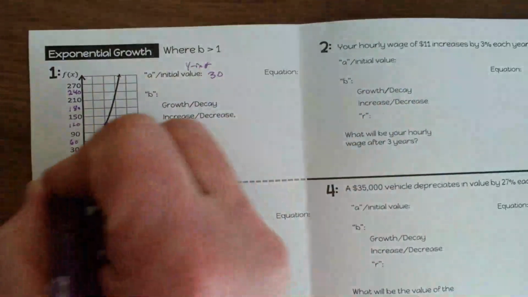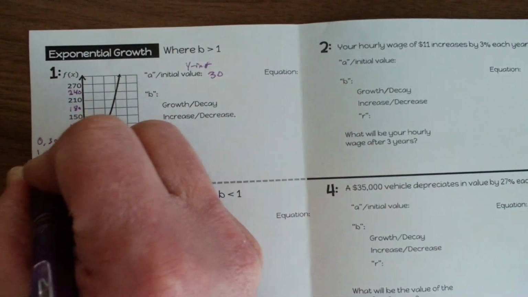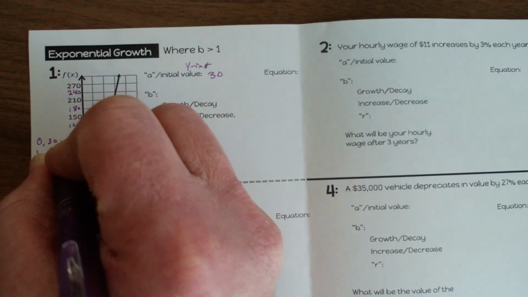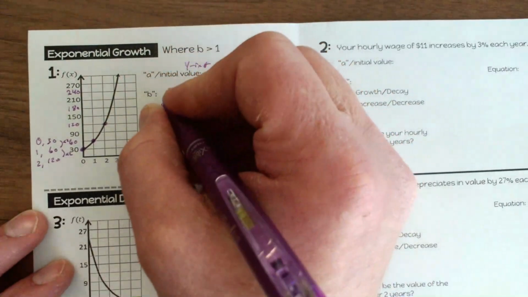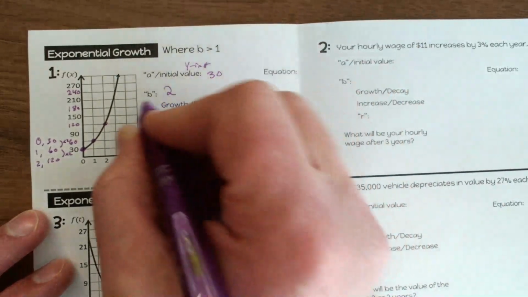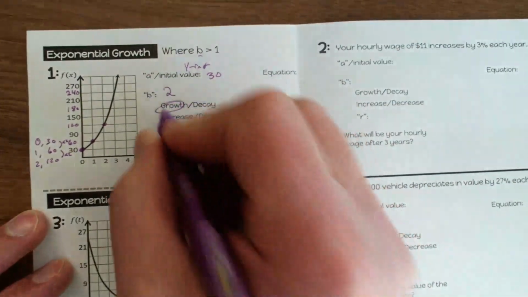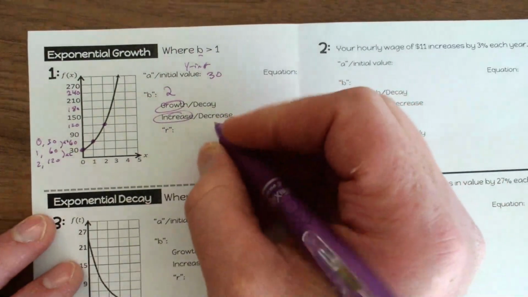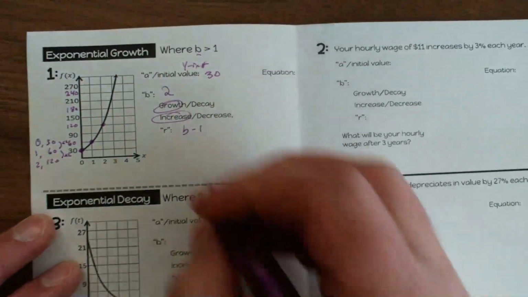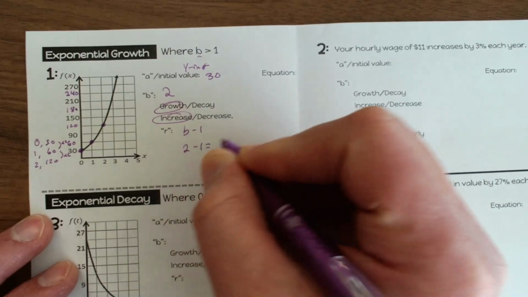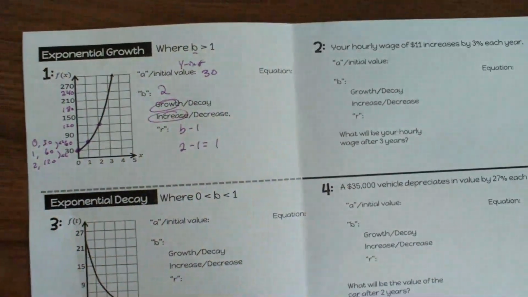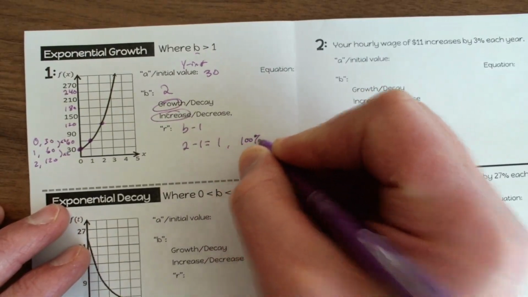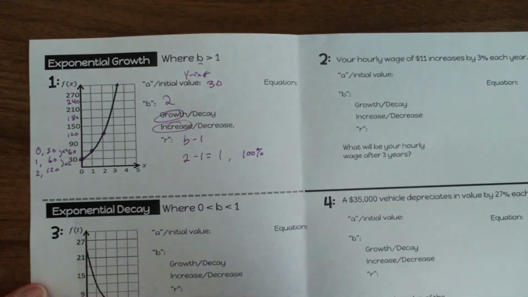So our table here would be 0, 30, 1, 60, 2, 120. What we can notice is we're multiplying by 2 every single time. So therefore, our b value is 2. Because our b value is greater than 1, this is considered growth, and this is increasing. Our r value is when we take b minus 1. So in this case, it is 2 minus 1, which is 1, or 100%. So it's growing by 100% each time.